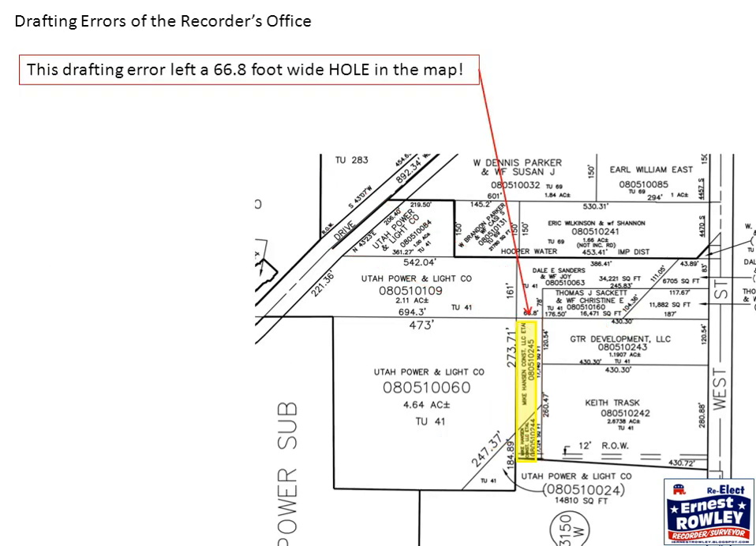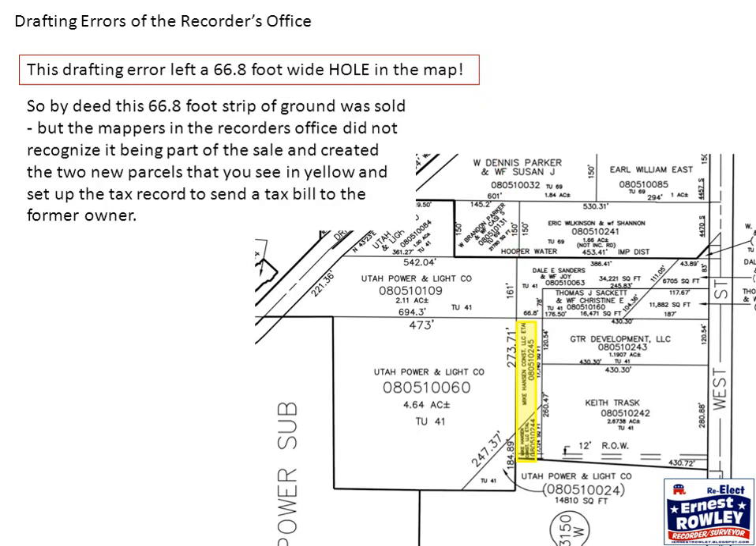This drafting error left what appeared to be a remaining parcel that the owner had not included in the sale. However, the original owner had included it in the sale and sold all 430.30 feet that he owned to GTR and Trask. So by deed, this 66.8 foot strip of ground was sold, but the mappers in the recorder's office did not recognize it being part of the sale and created two parcels that you see in yellow and set up the tax record to send a tax bill to the former owner.